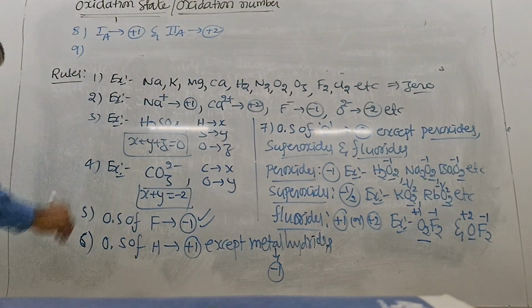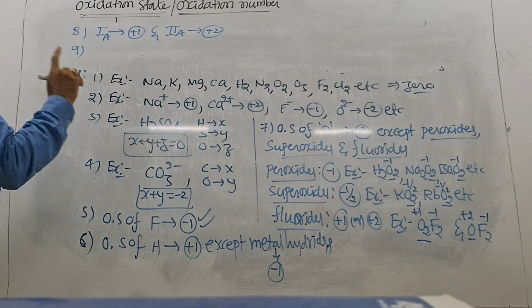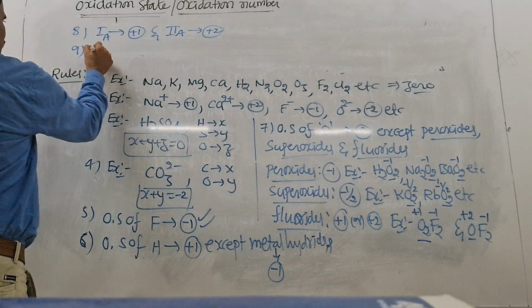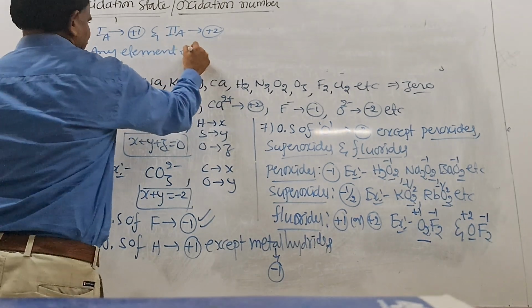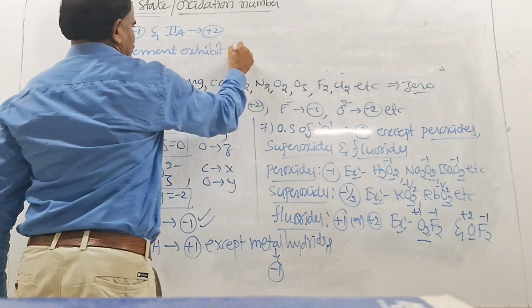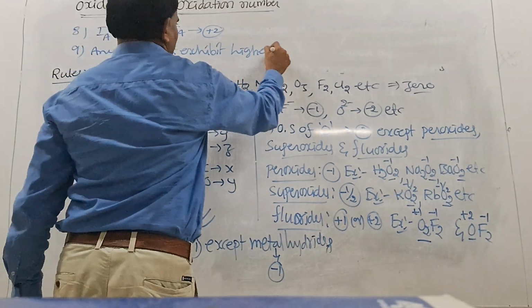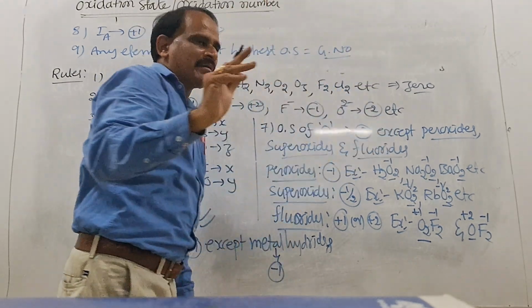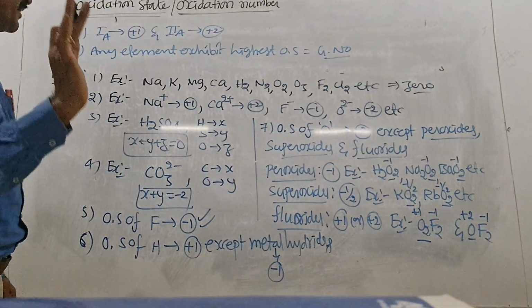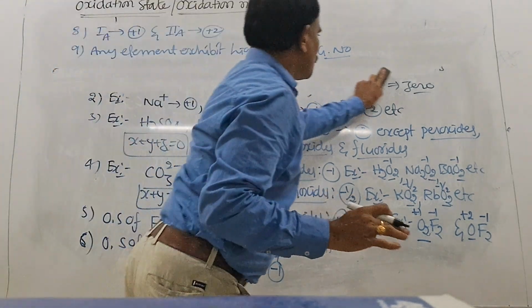And rule number 9. Any element exhibits its highest oxidation number equal to its group number. Other than the group number, it does not exhibit any higher; the highest is the maximum group number only. And finally, one more important rule is there.